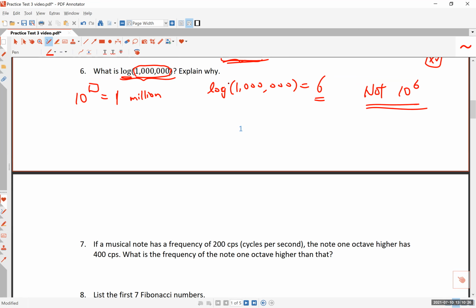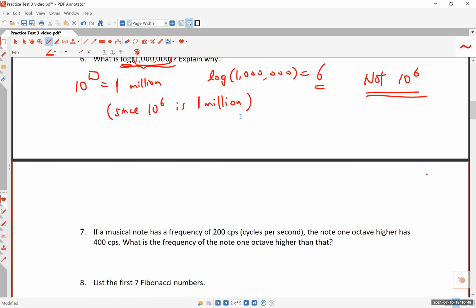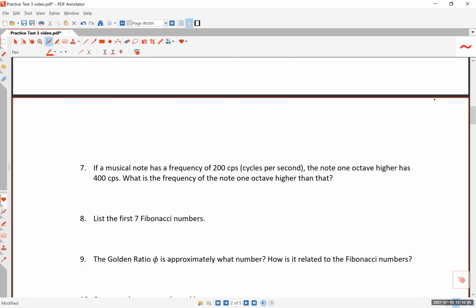Now, if you have to explain why, you can say since 10 to the 6th is 1 million. That's about the only thing you have to say, because again, the logarithm is asking 10 to what number is this, okay? So it's almost like this question is redundant. It's asking 10 to what is 10 to the 6th? Did you get that? And the answer is 6, because 10 to the 6th is 10 to the 6th.